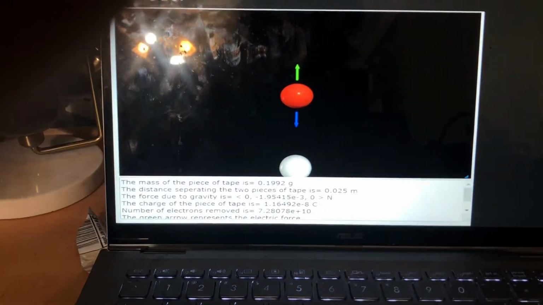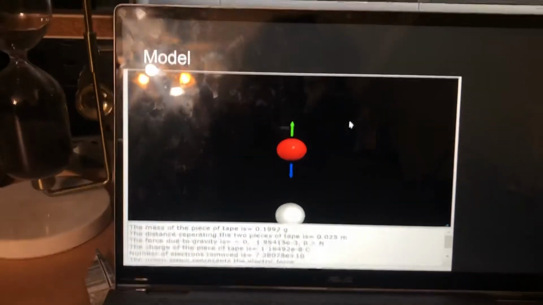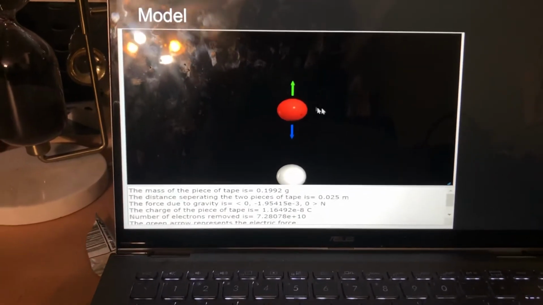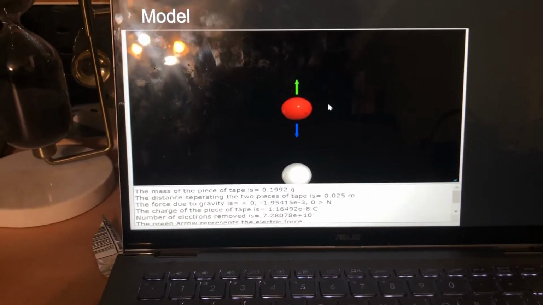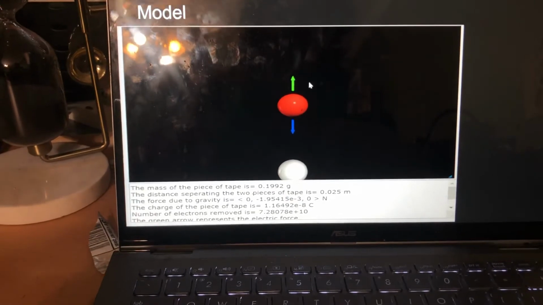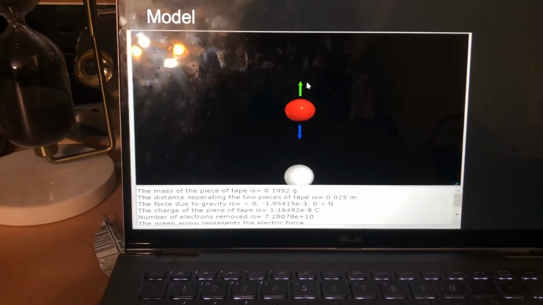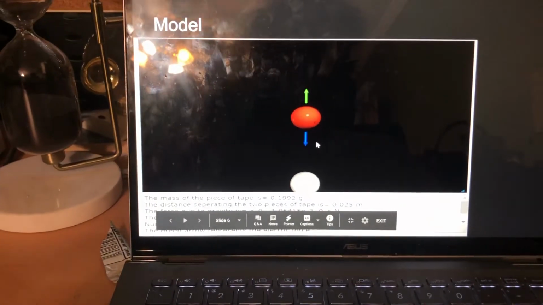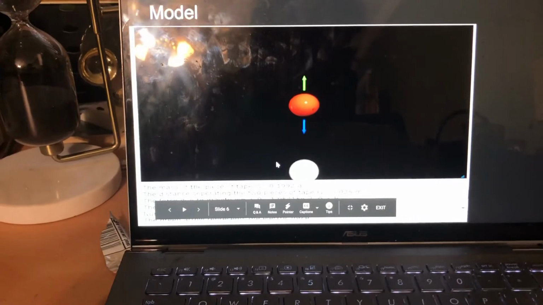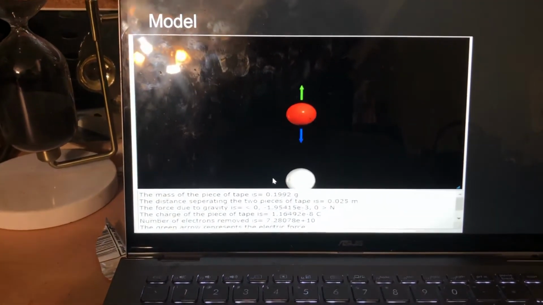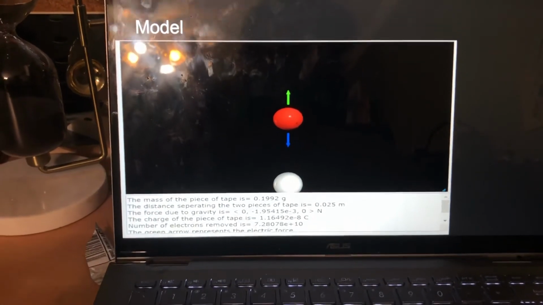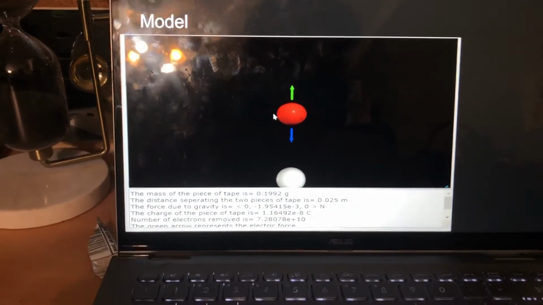This is the model created in GlowScript. The red sphere represents the piece of tape on the books being repelled upwards. The green arrow is the force due to the electric field, while the blue arrow represents the force due to gravity, and then the white sphere represents the point charge for the second piece of charged tape, pushing this first piece of charged tape up.